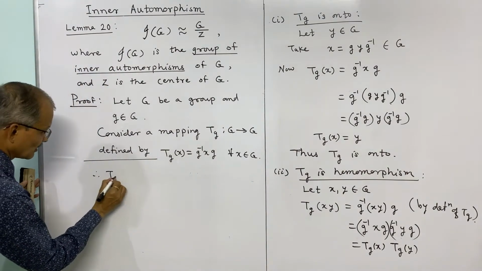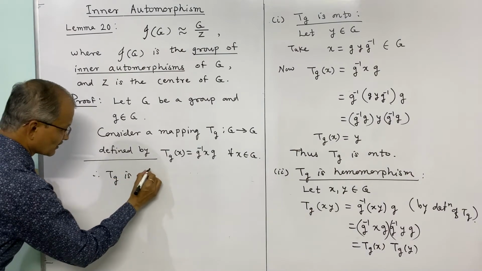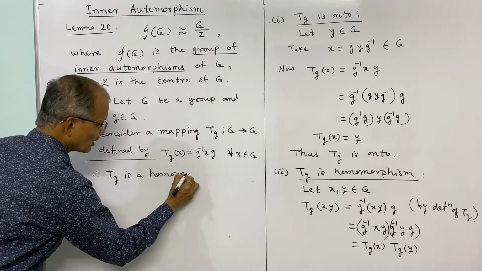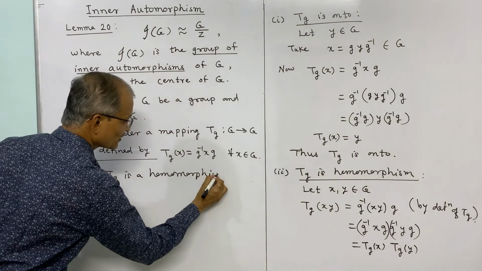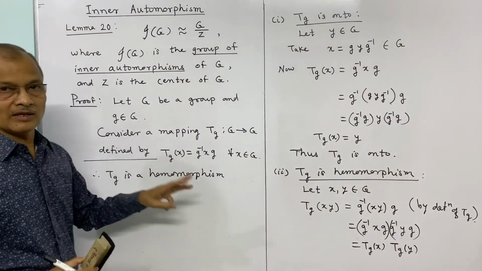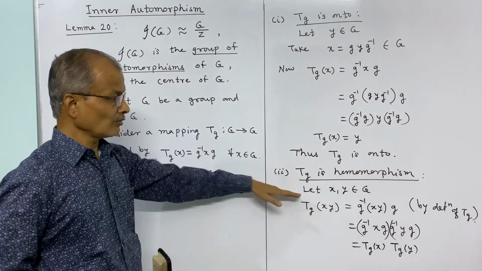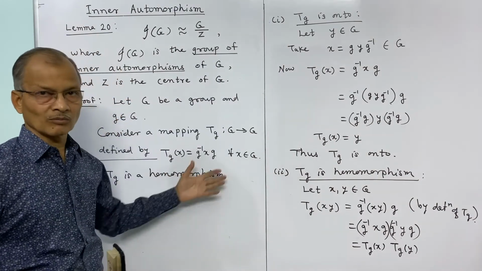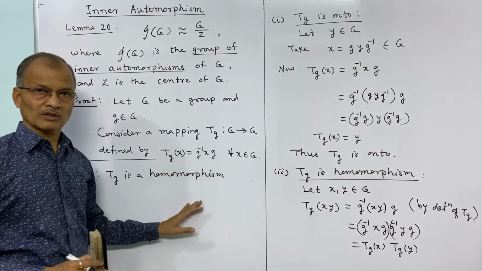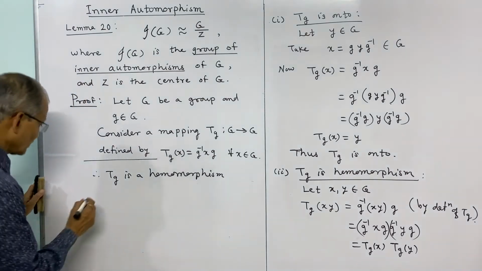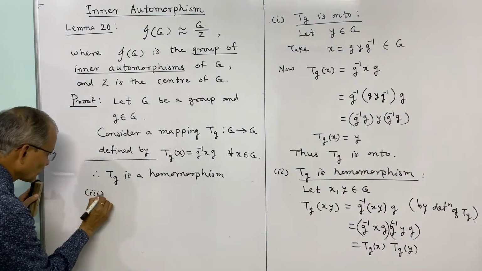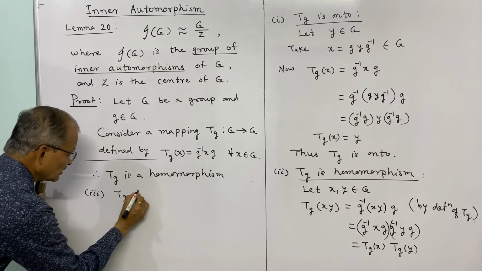Therefore Tg is a homomorphism. What remains to prove for automorphism is the 1-1 property. Three necessary properties for automorphism: an onto homomorphism that is 1-1, or a 1-1 onto homomorphism of G to itself. Third, Tg is 1-1.